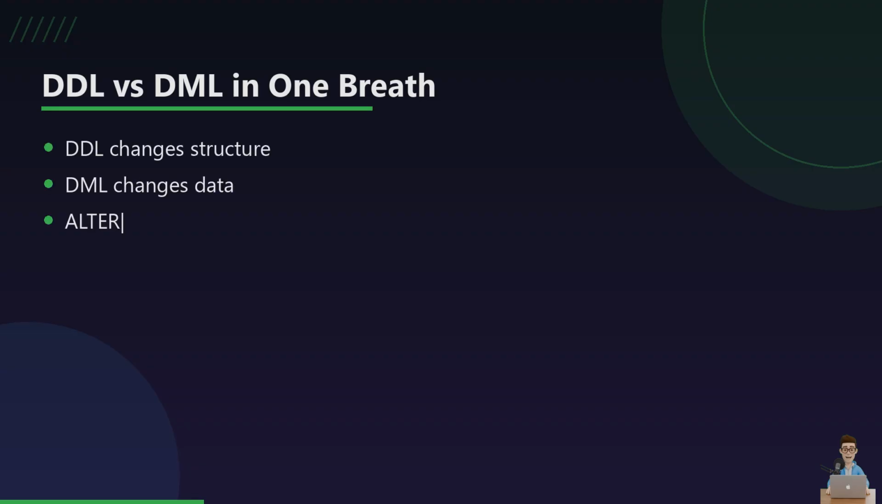You'll hear the term DDL, which stands for Data Definition Language. Think of DDL as commands that redesign the room, like moving walls. That's different from DML, which just moves furniture around, meaning it changes the rows. Alter table and drop table are both DDL because they change the structure itself, not the data inside.